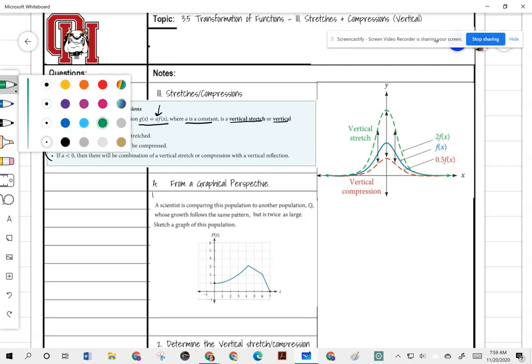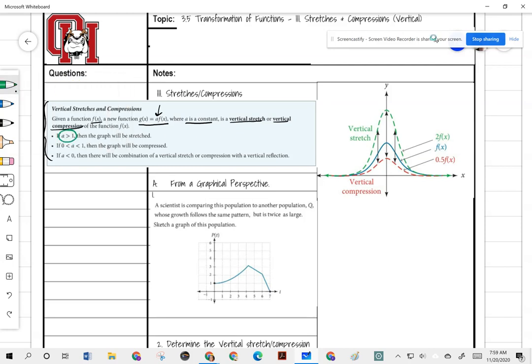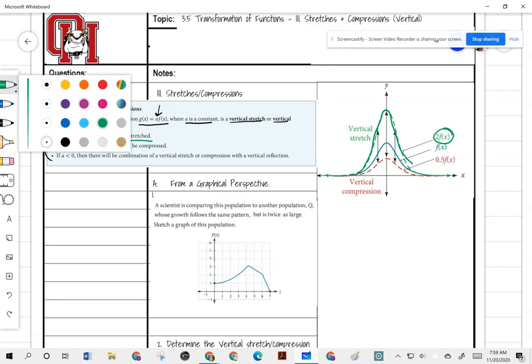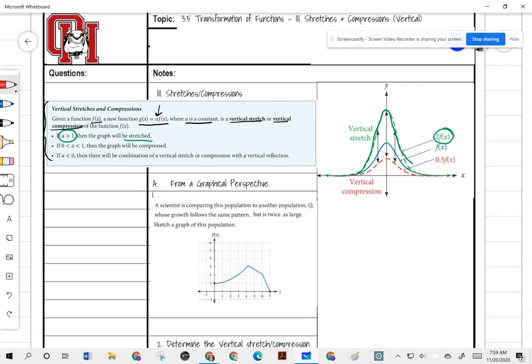So if the a value is larger than 1, so take a look at this, a value is 2. Notice what it does to the graph. It kind of stretches it there. So that is going to represent a stretch. If a is going to be a number between 0 and 1, which would indicate a fraction, then the graph's going to be compressed. So we can take a look over here and see that you're compressing it, you're shortening it.